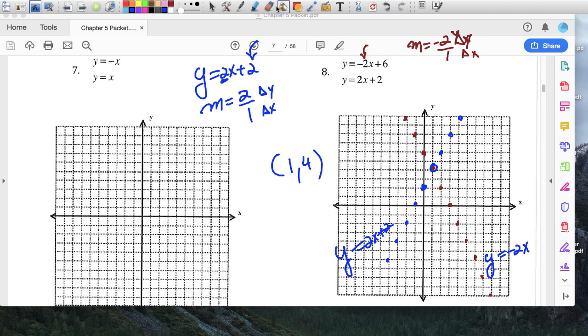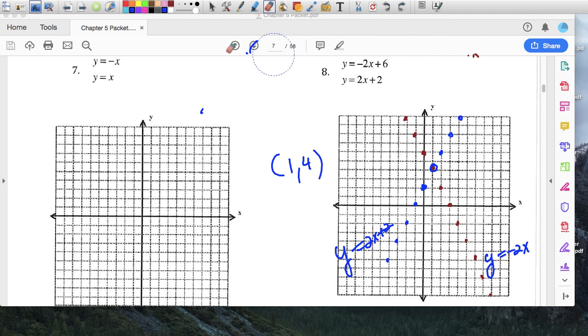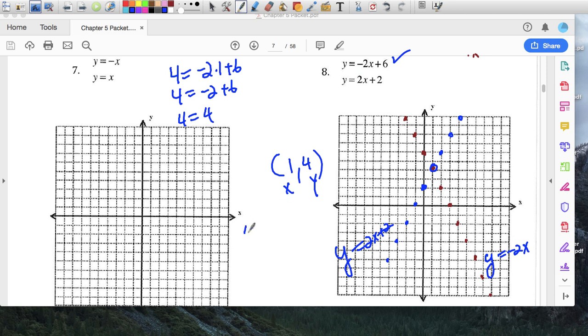You will check on a test. So I'm going to take the first equation and substitute the x and y values. One is 1, the other is 4. So I get y, which is 4, equals negative 2 times 1 plus 6. 4 equals negative 2 plus 6, which is 4. So it checks out in the first equation. And the second equation is y, which is 4, equals 2 times x, which is 1, plus 2. 4 equals 2 plus 2, and 4 equals 4.